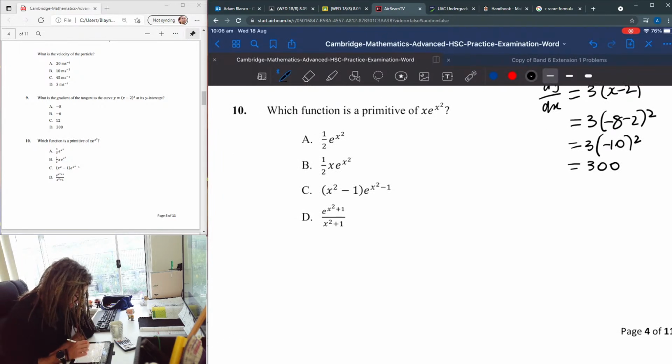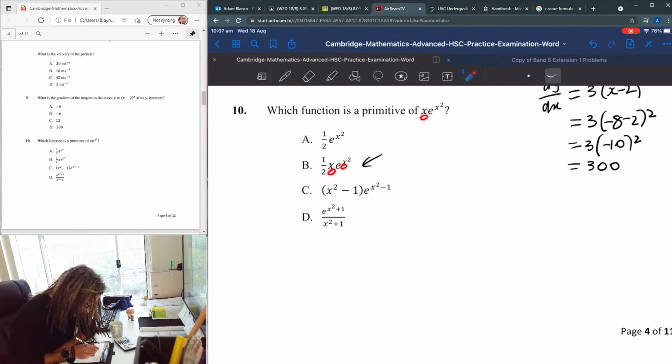Which function is a primitive of this? Okay, so the easiest thing to do, instead of trying to integrate this, you could just try and differentiate each of these. But I guess if you recognize that the derivative is kind of out the front here, I just play with this and see what works. So maybe I'll just go with this one. If I differentiated that, I'd end up with an x squared. That's not what I want, I only have an x.